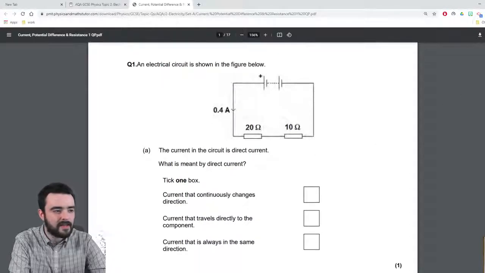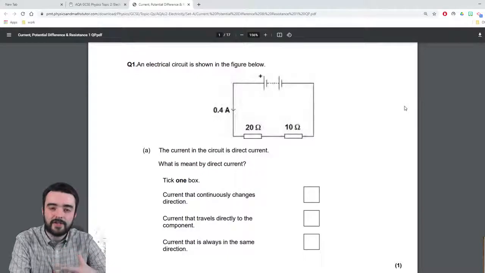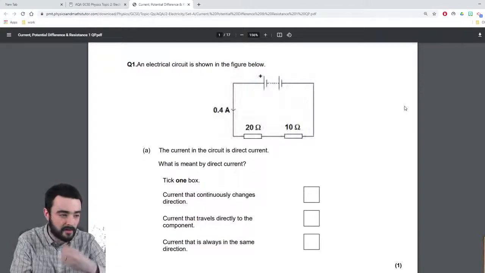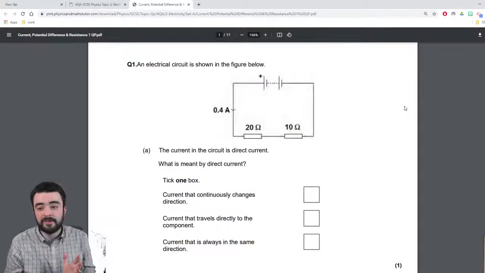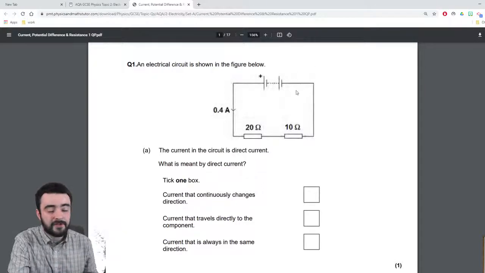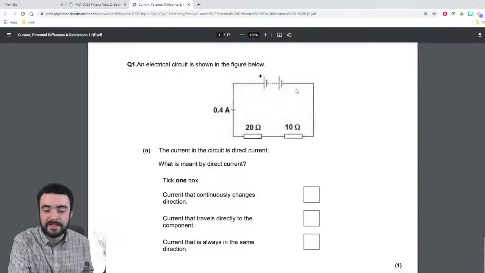So this isn't something I've covered, but direct current is all about the direction of flow. You have direct current and you have alternating current. So what is meant by direct current? Direct current is current that always travels in the same direction. Alternating current, as the name suggests, is something that goes back and forth in its direction. A battery provides a constant direct current or a DC power supply.